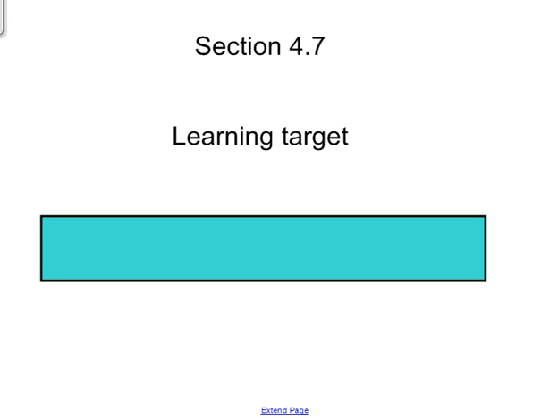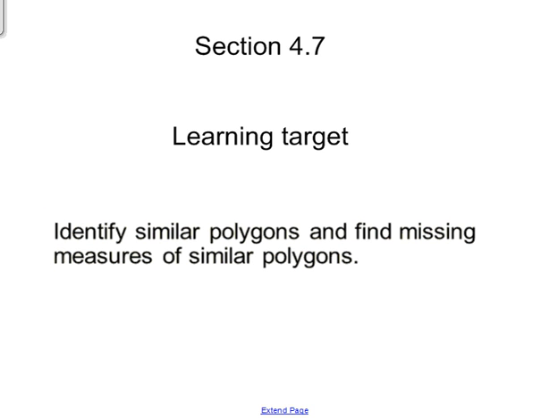Restart our review video for section 4.7. That is chapter 4, section 7. And as always, we start with the learning target for the day. The learning target for today is to identify similar polygons and find missing measures of similar polygons.